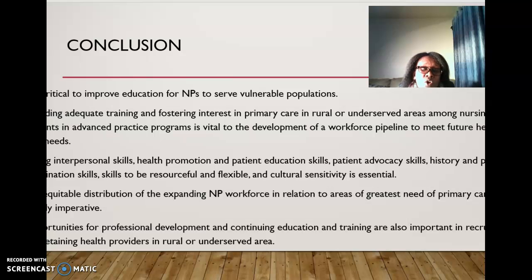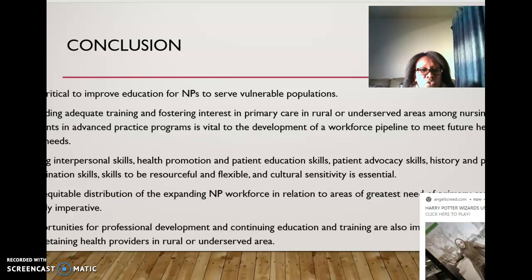We should be aware of resources available in our communities so that we can take care of this vulnerable population, as well as being culturally sensitive. This country is full of immigrants, and we should be culturally sensitive to be able to take care of this vulnerable population. The equitable distribution of expanding NP workforce in relation to areas of greatest need is equally imperative.